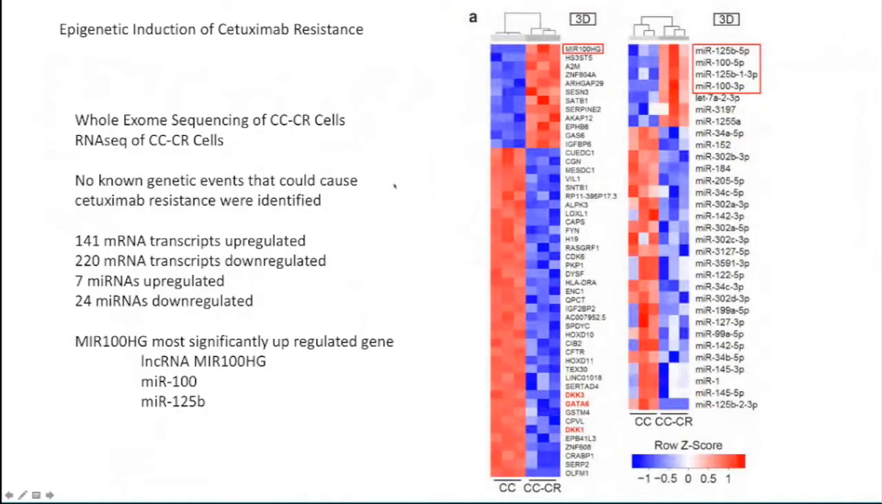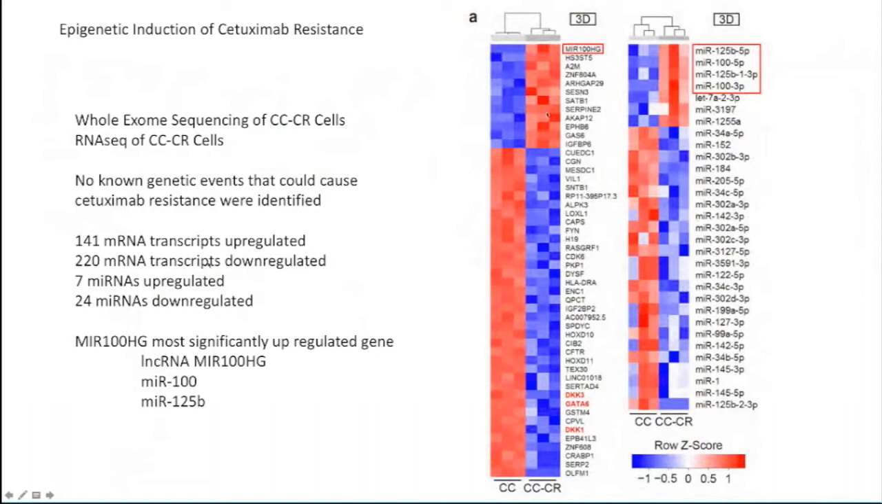So we did, again, a lot of RNA-seq, long and short RNA-seq, and also whole exome sequencing of the cells to show that there were no other known mutations. No genetic events were detected that could explain the cetuximab resistance, so it appeared that there was some sort of novel mechanism of resistance going on. When all the analysis was done, we found lots of mRNAs and microRNAs that were upregulated and downregulated.